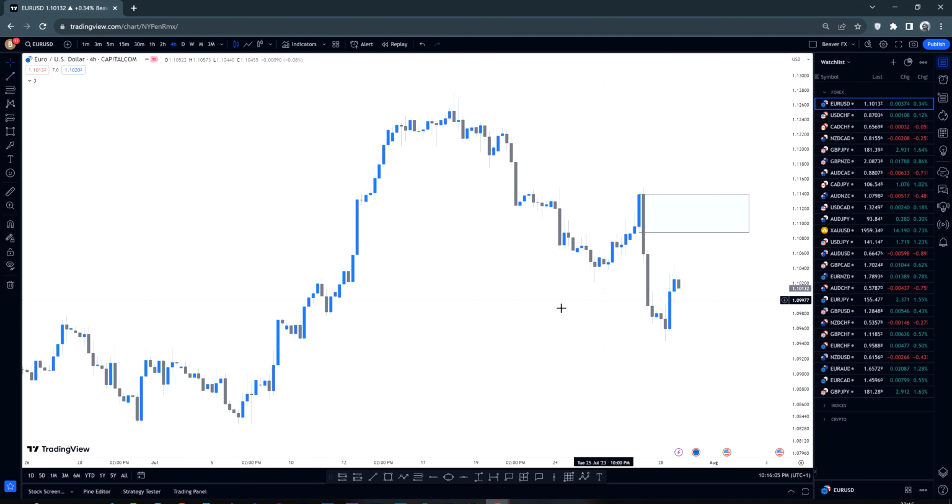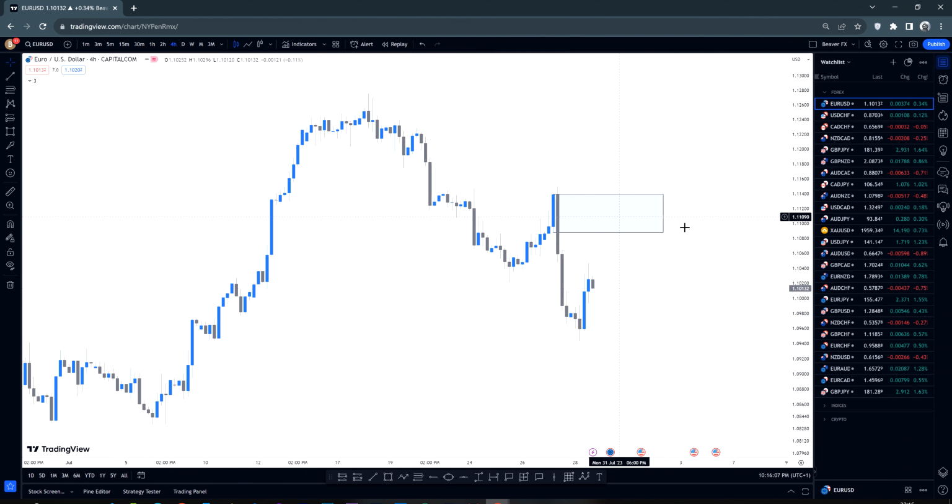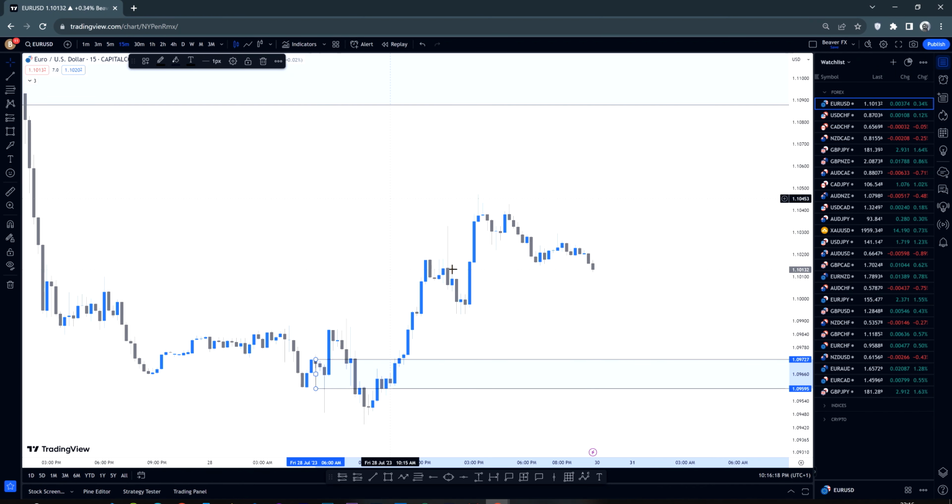So this is the next point I'm actually expecting the market to react to. There's possibility that we have something around there on a lower time frame. If we can just zoom in, okay, let's get to the 15 minutes time frame and see something right here.